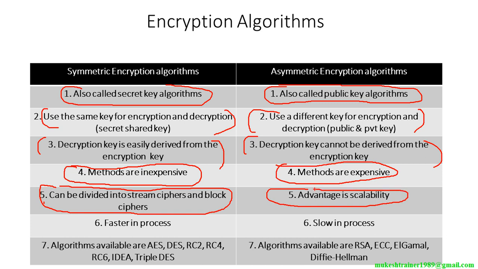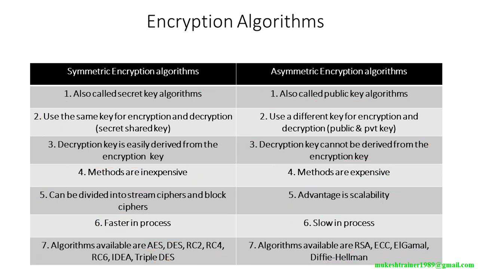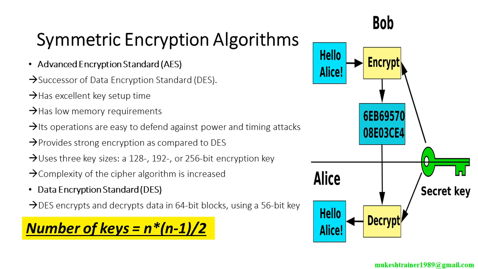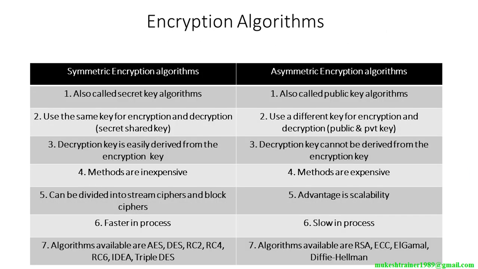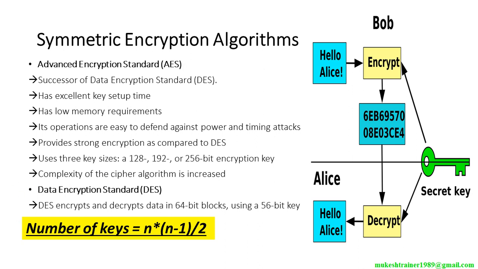The advantage is scalability. It is faster in process because it is very fast to encrypt and decrypt with the same key, but usually asymmetric takes a long time. There are basic algorithms. For symmetric: AES, Advanced Encryption Standard, DES, Triple DES, RC4 and many more. For asymmetric: RSA, ECC, ElGamal and Diffie-Hellman are other types of encryption there.